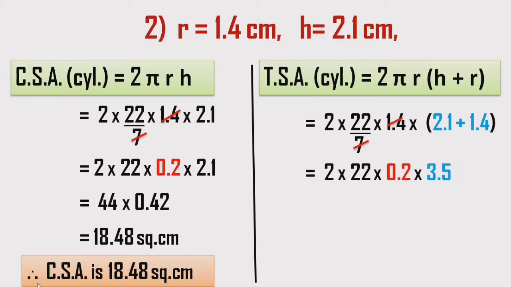Now multiply 0.2 and 3.5, and there you multiply 2 and 22 also. That results in 44 into 0.70. When you multiply 0.2 by 3.5, we will not consider the decimal point. Just multiply 35 and 2. That results in 70. Then we have to leave 2 digits from behind and that gives the answer 0.70. The moment you carry out the operation, we get the answer 30.80.